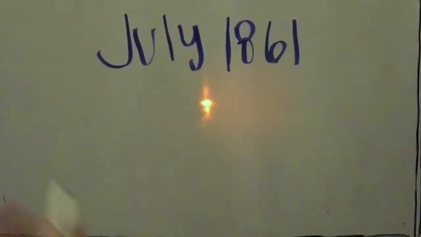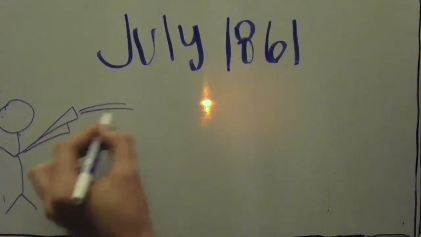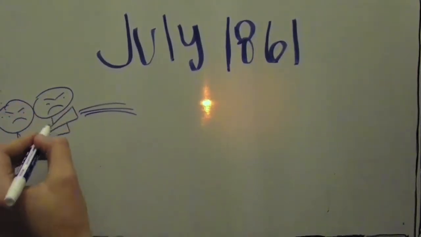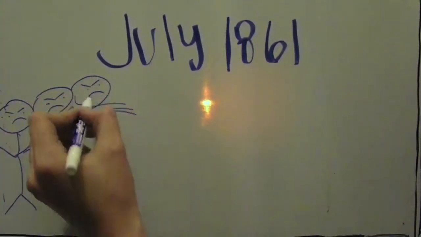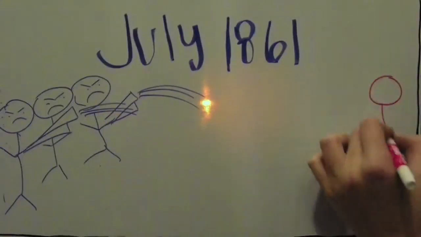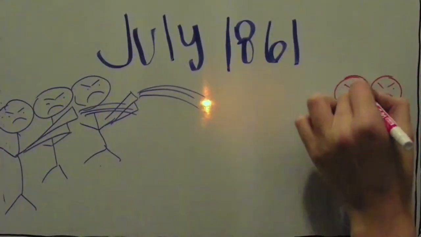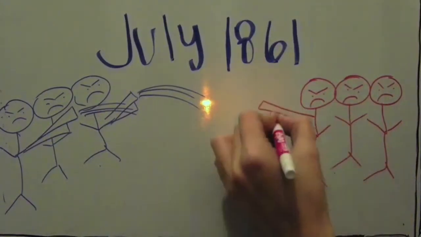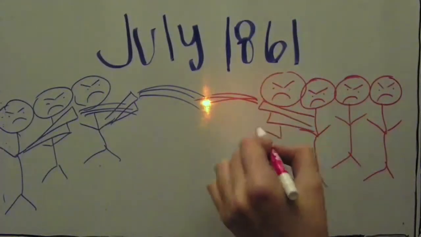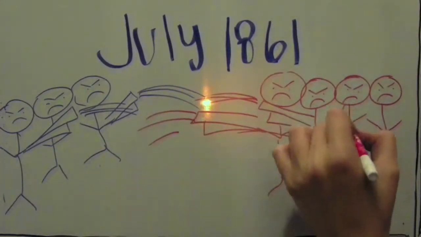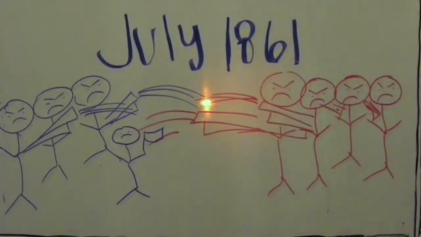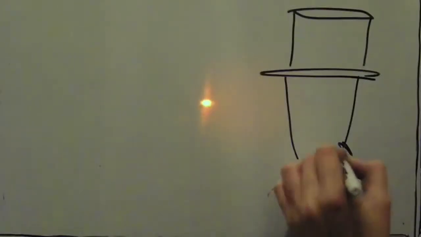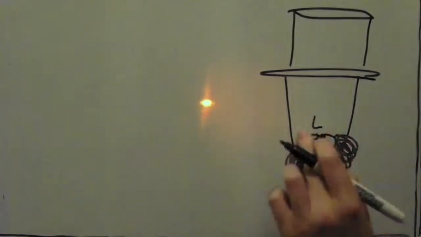The first Battle of Bull Run was in July 1861. It was the first major land battle, and the Union troops began to retreat to Washington, D.C. This led to a Confederate victory. On January 27, 1862, President Lincoln issues a war order.